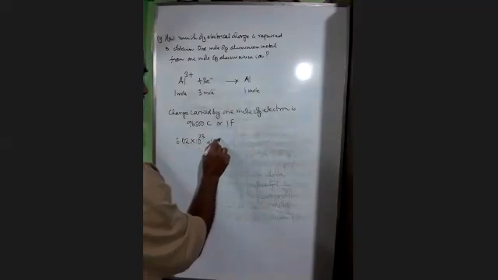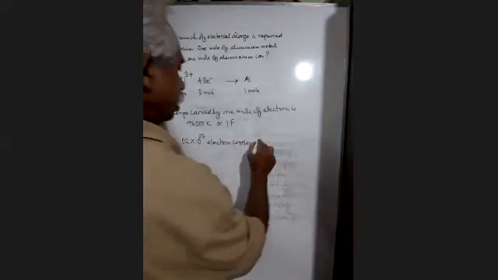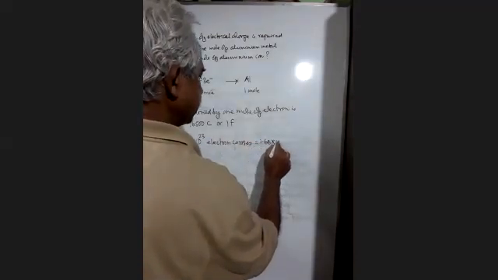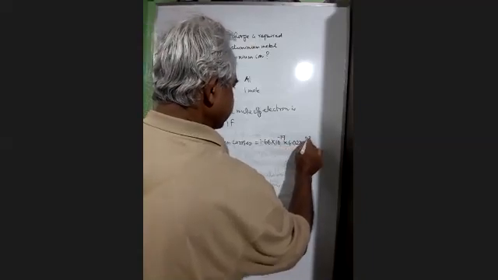Now where did you get it from? We did not get the value in a dream. See here, 1 mole is this much electrons. Each electron carries how much? 1.6 into 10 to the power minus 19 coulomb, into 6.02 into 10 to the power 23.